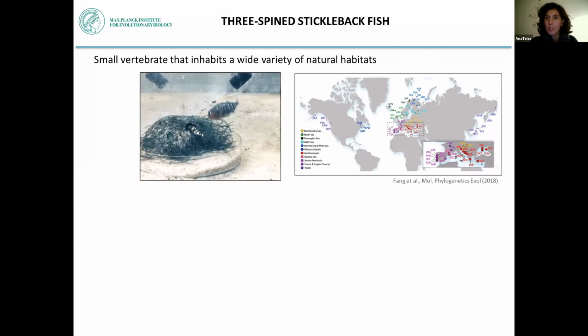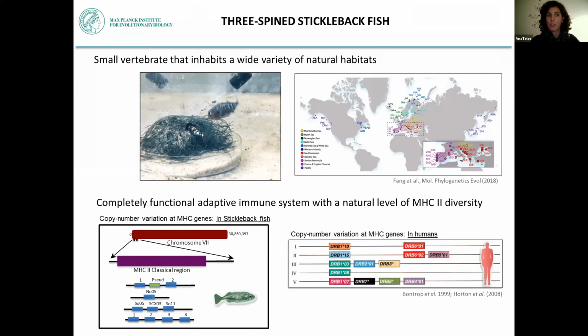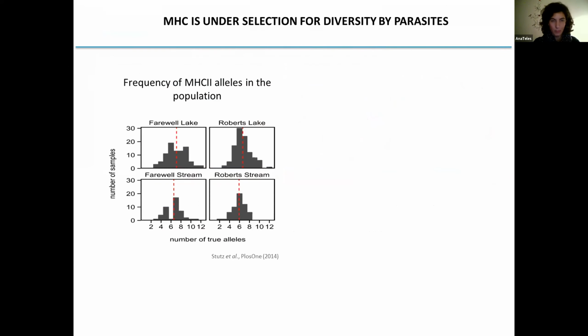And these fish are a good model for studying adaptive immunity, because they have a completely functional adaptive immune system with a natural level of MHC2 diversity that is comparable to humans. So they are suitable for these studies.